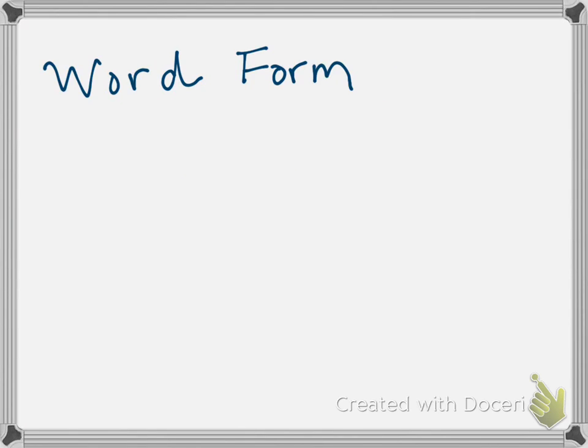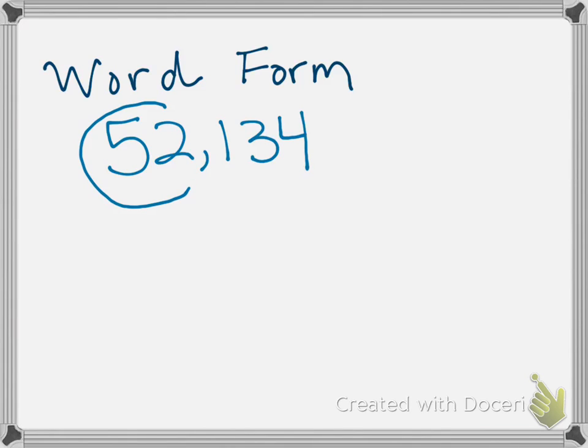Now word form is writing it out in words. So I always tell you, say it in your head first and then write it out as to what you said. So for example, if you saw this in standard form, you would need to say it in your head. And remember, when we say numbers in our head, we chunk it by family. So using your place value chart will help you here. So first you just say what you see there. 52. I see the number 52.